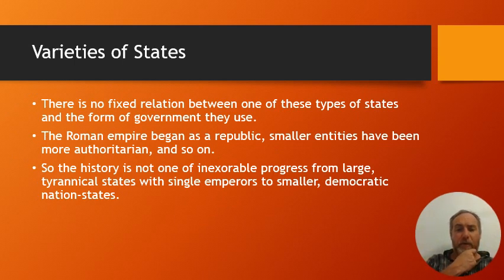So, one important point to make, right? There's no fixed relation between what type of state it is, if it's an empire or a city state or whatever, and the form of government that they use. The Roman Empire was a republic, so vaguely democratic, right? You can have smaller non-empires that are very authoritarian. Just because it's a big empire doesn't mean that there's a single emperor that runs the whole show and dominates everyone's lives. It's not like you have these large tyrannical states with emperors that then progress towards our current smaller, mostly democratic nation states. Those things are independent. You can have a republican empire, you can have an autocratic nation state, right?